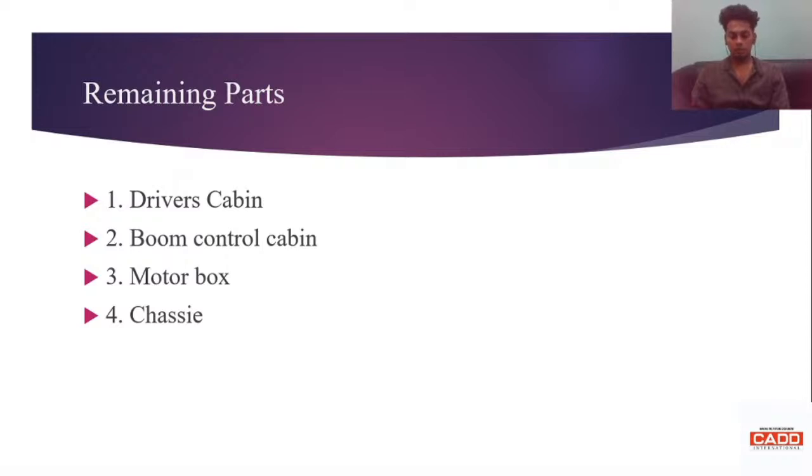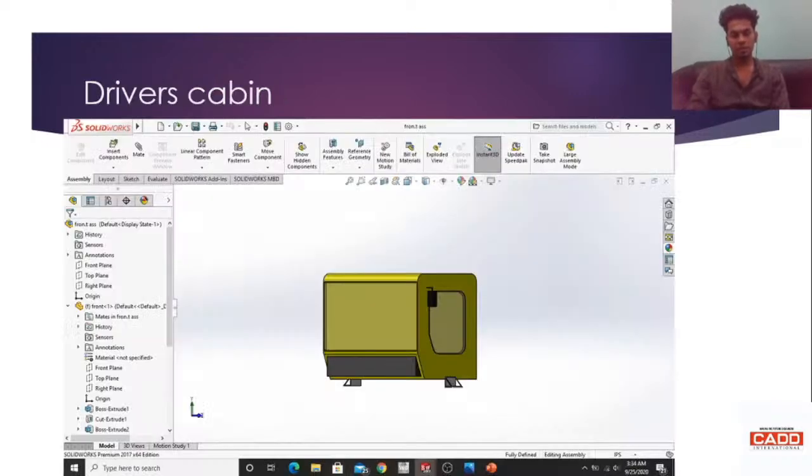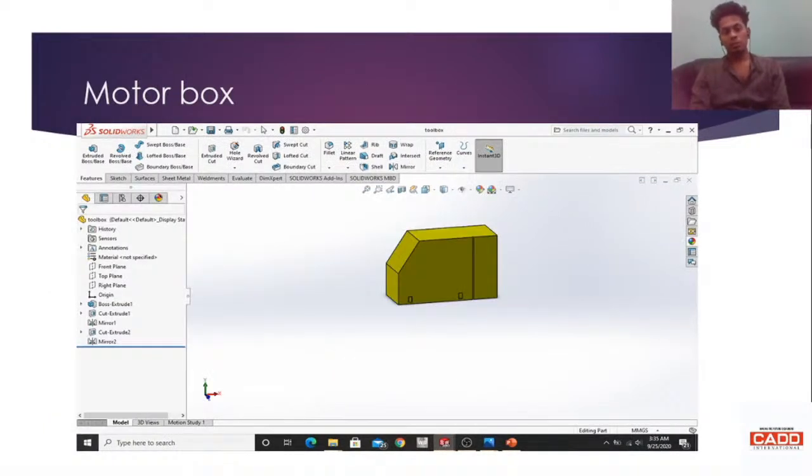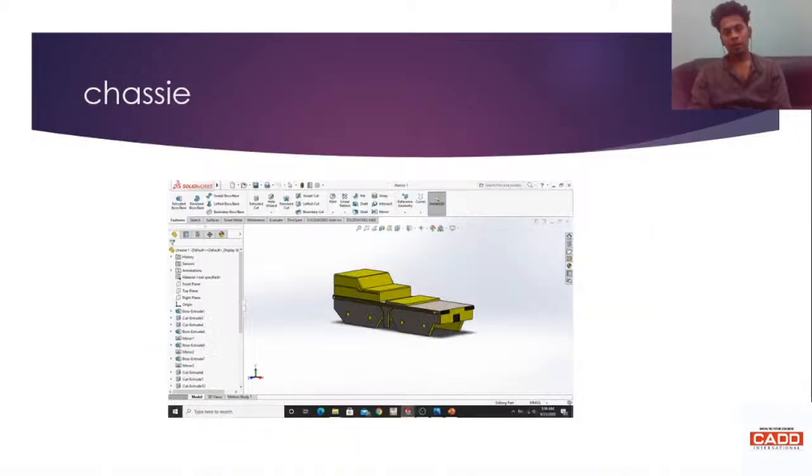Other than the assemblies, there are remaining parts that are the driver's cabin, the boom control cabin, the motor box and the chassis itself. This is the driver cabin, which controls the motion of the automobile. This is the boom control cabin. As the name says, it controls the motion of the boom. And this is the motor box, which has the motor that controls the hydraulic system of the boom as well as the hydraulic ram. This is the chassis itself, to which all the other assemblies are tied together.